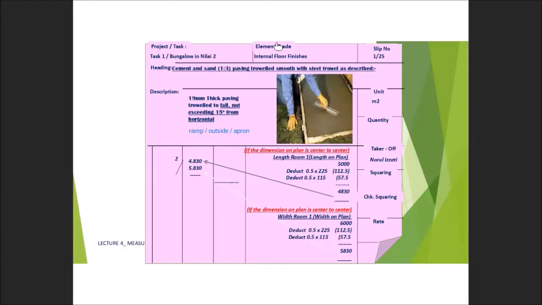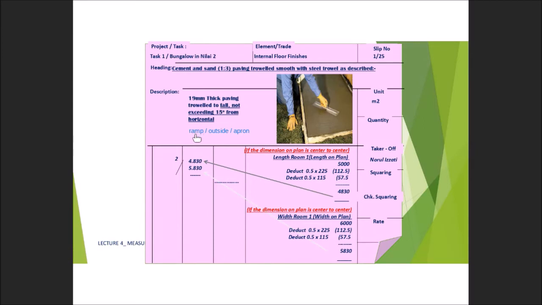Okay, this is the second category, the second category of the cement render. If you look at this example, the heading and description are similar, but the last sentence is different. The last sentence is referring to fall. So fall sometimes can be part of the ramp.